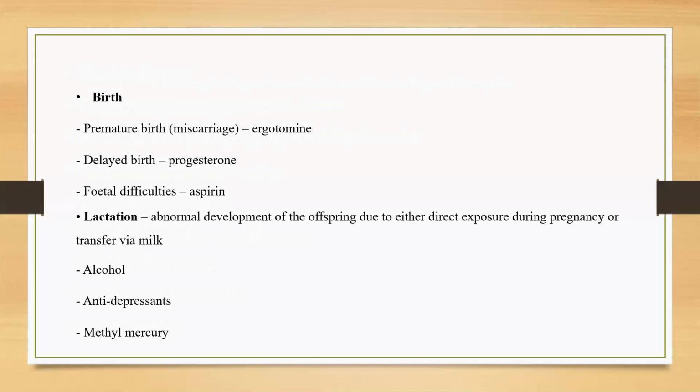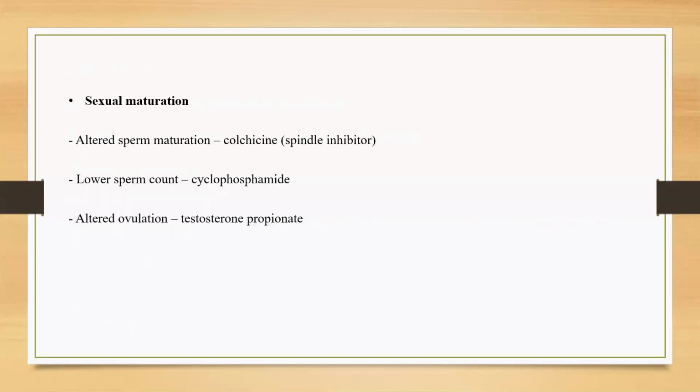Lactation. Abnormal development of the offspring due to either direct exposure during pregnancy or via transfer of milk. Alcohol, antidepressants, and methyl mercury take an active part in interfering with this process. Next, we have sexual maturation. Altered sperm maturation, colchicine shows this effect. Lower sperm count, cyclophosphamide shows this effect. Altered ovulation, testosterone shows this effect. So these are basically the drugs that affect the various processes of reproduction.